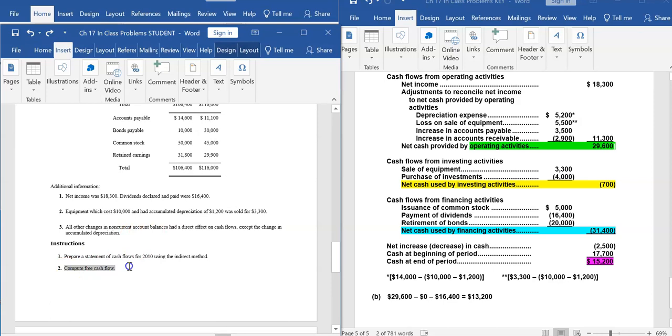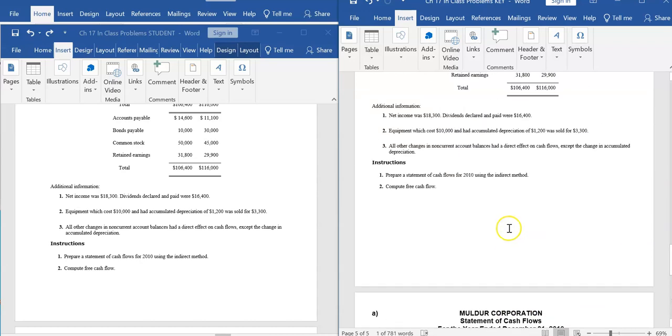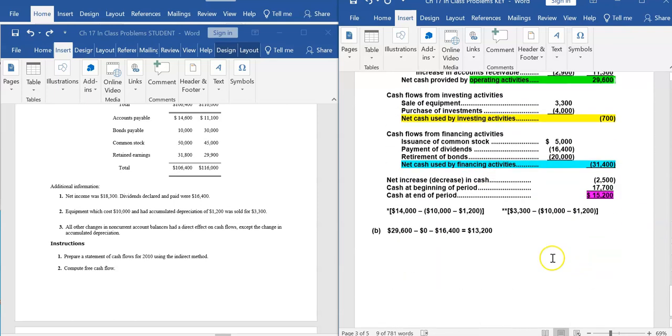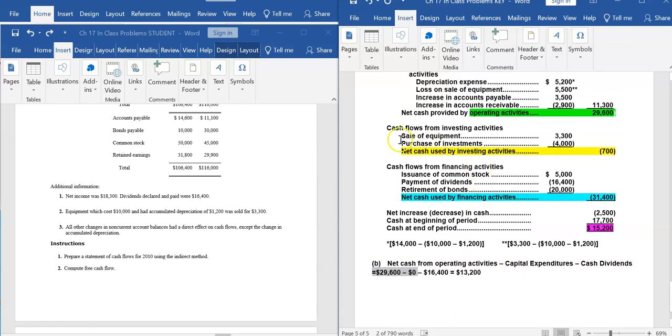Finally, to compute our free cash flow, here are the cash flows from operating activities. And remember our formula, which is up here. Let me bring that back down so you can see it. Here is your free cash flow formula. So our cash flows from operating activities minus any capital expenditures. We didn't purchase any long-term assets, property, plant, and equipment. We sold some, but we didn't purchase them.